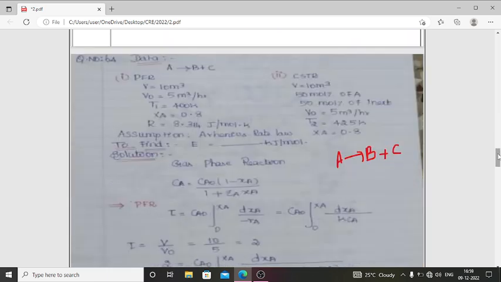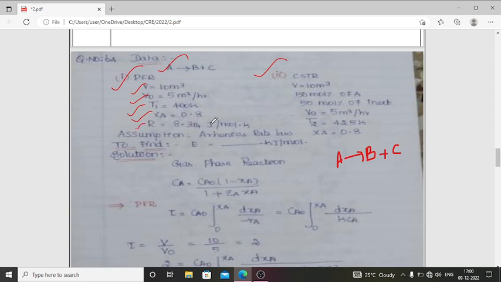Data given: reaction A gives B plus C. First one is a PFR, another one is a CSTR. Both are ideal reactors. Volume is equal to 10 meter cube. Volumetric flow rate is equal to 5 meter cube per hour. Temperature is equal to 400 Kelvin. Conversion is equal to 0.8. Gas constant 8.314 joule per mole Kelvin. For the CSTR, volume is equal to 10 meter cube. 50 mole percent A and 50 mole percent inerts are fed to the reactor. Volumetric flow rate 5 meter cube per hour.